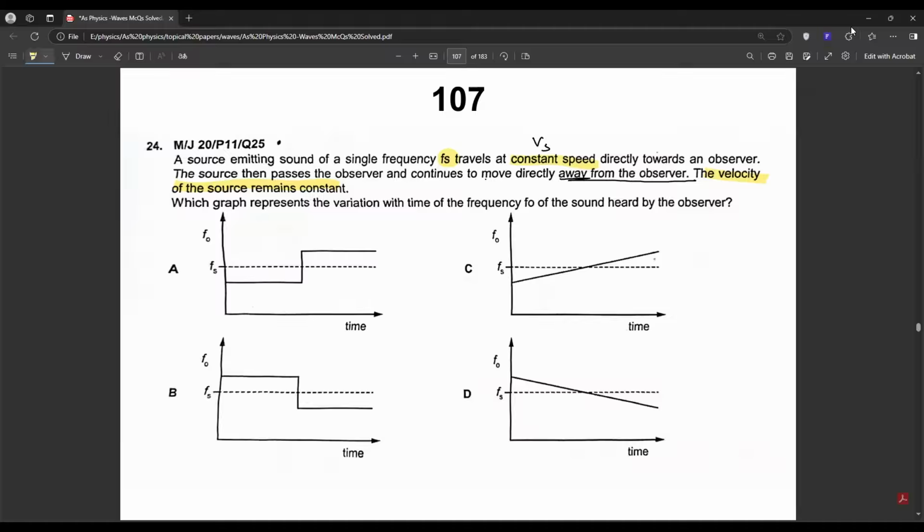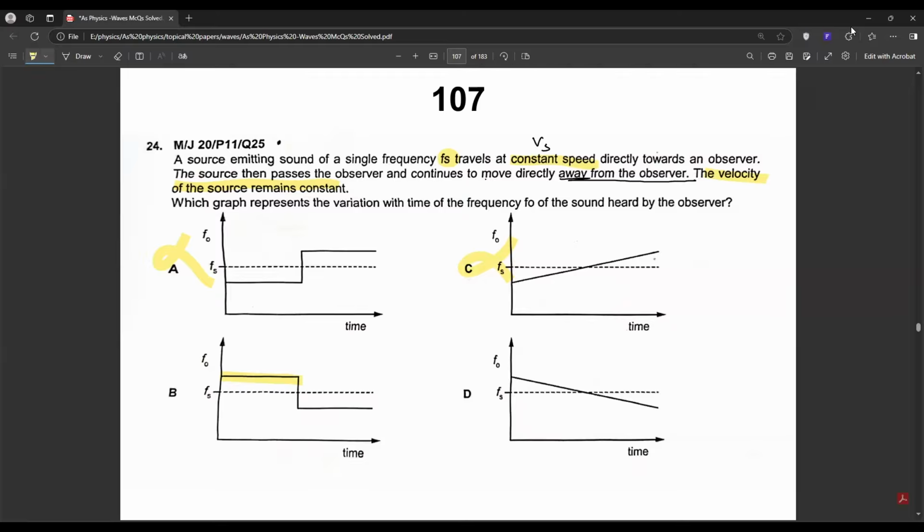What is the variation of frequency observed by the observer? Initially, when the sound source is moving towards the observer, your frequency will be greater. So either B will be your option or D will be your option. I can cancel out A, and see why: in that, initially your frequency observed is lesser than the frequency of the sound. That is not possible when you are moving towards the observer.